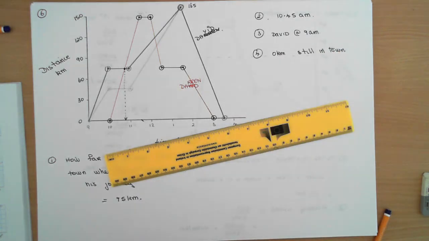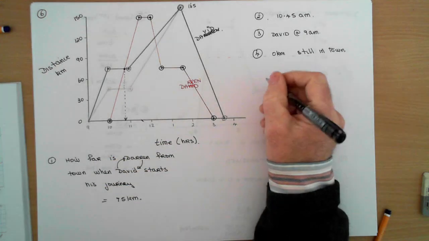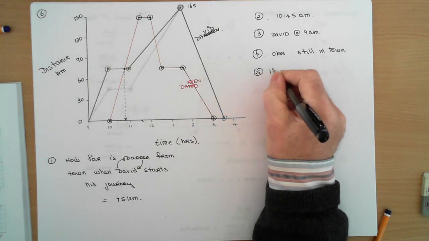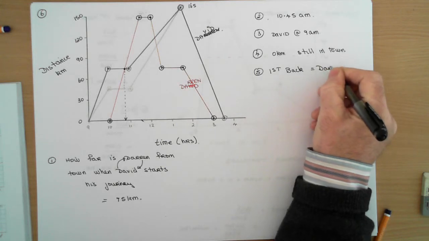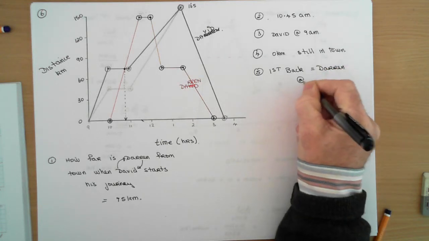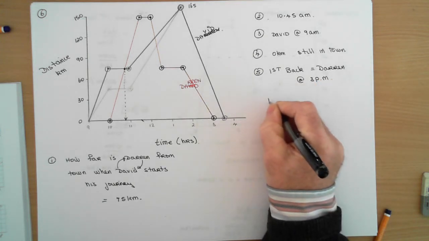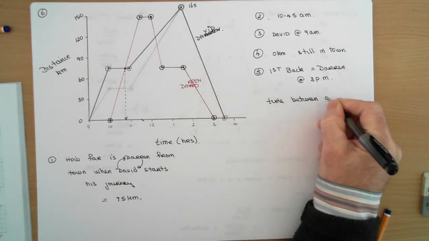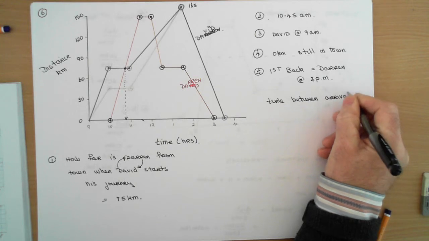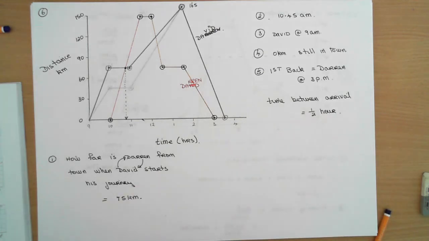And the last bit. Who returns to town first? First back is Darren. At what time does he arrive back? 3 p.m. And David at 6. What's the time between their arrival? Have you any questions? So long as you understand what's happening.